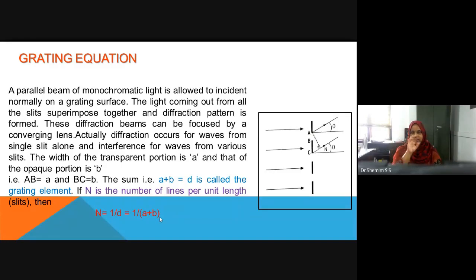If you are given a grating that contains a total number of N0 lines, say a total of 10,000 or 12,000 lines, then 12,000 will be equal to N0. And if it is of 2 centimeter width, capital N will be equal to 12,000 by 2, that is 6,000 lines per centimeter, the number of lines per unit length, capital N. So this is how we explain the figure of a grating.